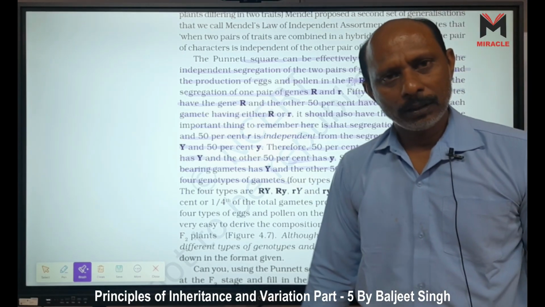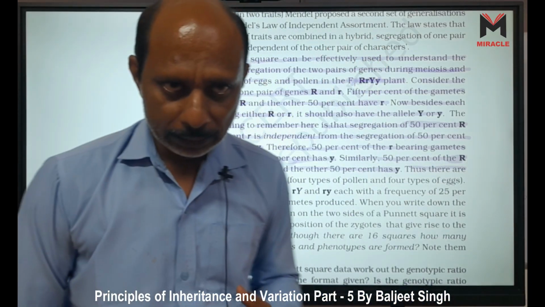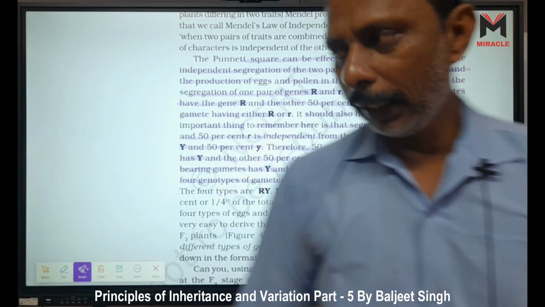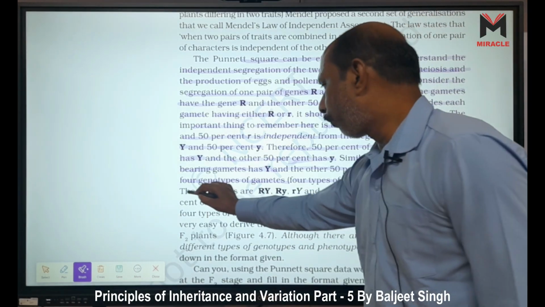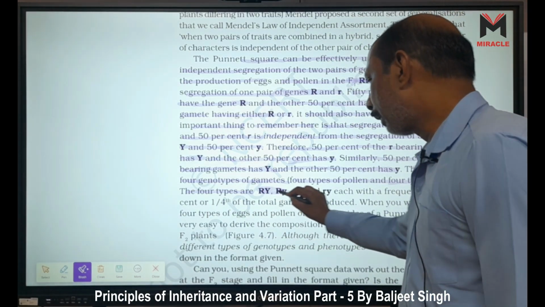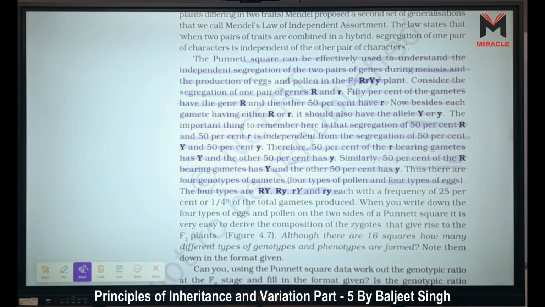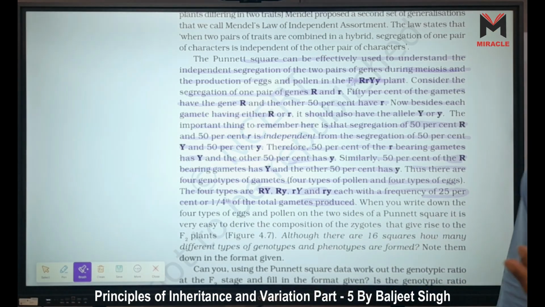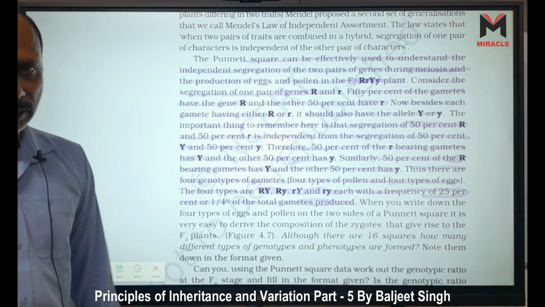We get capital R, capital Y; capital R, small y. Then the second one is small r, capital Y; small r, small y, right? 4 types of pollen and 4 types of eggs are produced. The 4 types are capital R capital Y, capital R small y, small r capital Y, and small r small y, each with a frequency of 25%, or 1/4 of the total gametes produced. We can say there may be 4 types of gametes, each with 25% possibility, right?